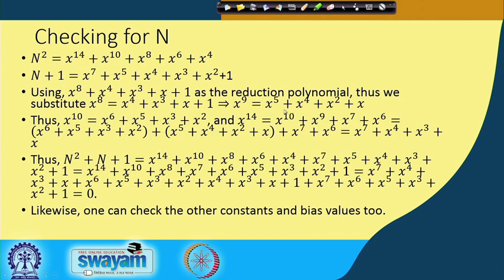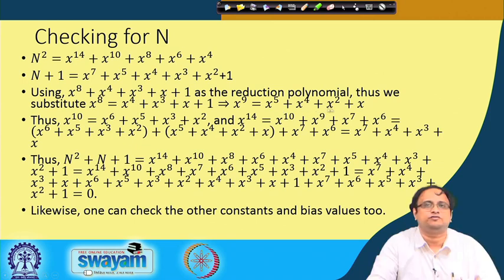X to the power of 9 is x to the power of 5 plus x to the power of 4 plus x square plus x, and this is what I plug in here, and I have of course got x to the power of 7 plus x to the power of 6. If I simplify this, this turns out to be x to the power of 7 plus x to the power of 4 plus x cube plus x.